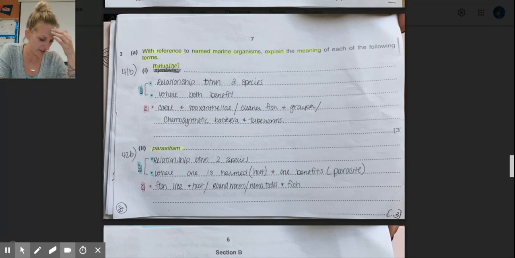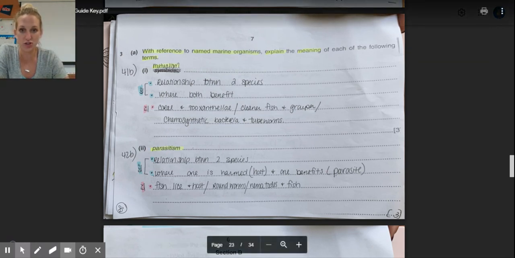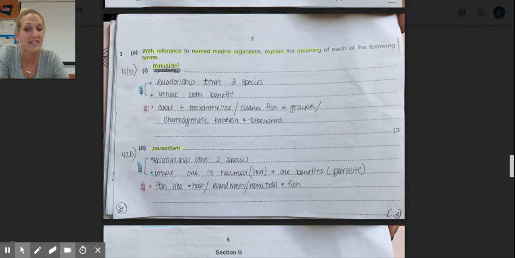Okay, let's go backwards now. We're going to do the parasitism ones from Learning Outcome B. So 42 goes with that. It's a relationship between two species where one is harmed. And some questions like you to say which one is harmed, which would be the host. And then one benefits, and then you would want to say the parasite. You can put that in parentheses, and that would be great.